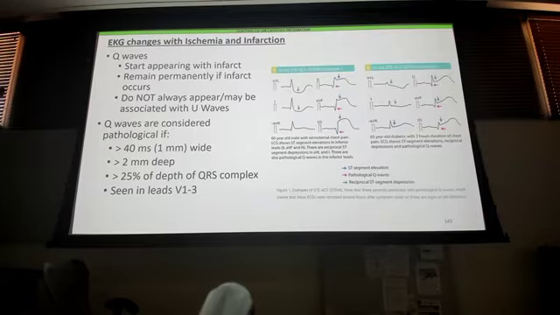And then we talked about Q waves and how this is more indicative of a prior heart attack because these are not something that develops in the acute setting. It takes hours for these Q waves to develop, and just knowing the criteria for Q waves will be important.